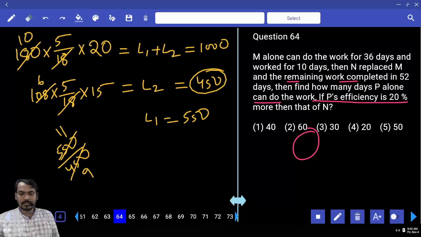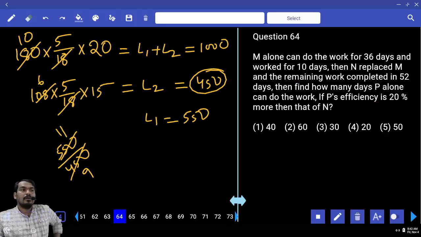Next question number 64. M alone can do the work in 36 days and works for 10 days. Then N replaces M and the remaining work is completed in 52 days. Then find how many days P alone can do the work if P's efficiency is 20% more than that of which one? N.